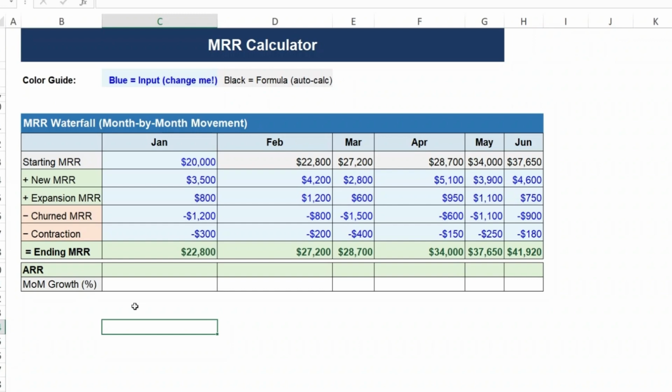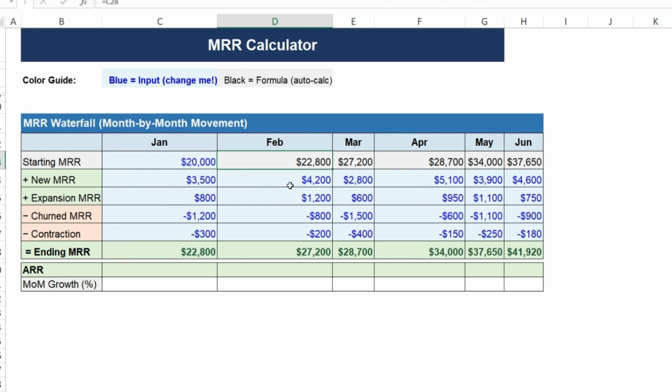Let's look at another example where we are showing how we are calculating MRR waterfall. Here we are showing month by month movement of the MRR. So in the first example, starting January, our starting MRR was 20,000. Our new MRR, that is new customers, the business that we got for revenue, was 3,500. Expansion MRR was 800. Churn MRR was 1,200 and contraction MRR was 300. With this calculation, we got our ending MRR as 22,800. This 22,800 became starting MRR for February.